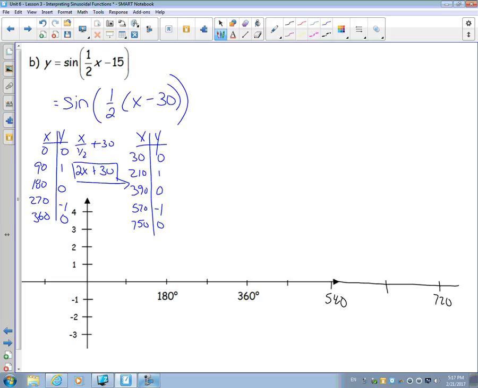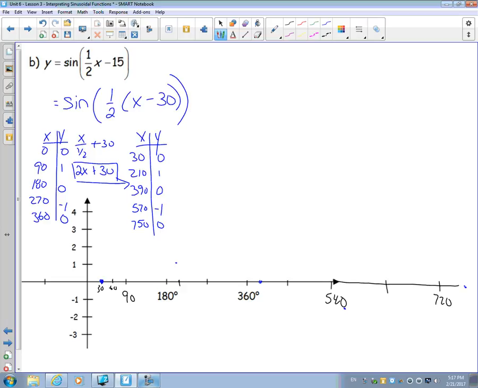So this is 90, 30. I have to break this into thirds, right? 30 and 60. So 30 and 0 would be right here. I have to go 30 past 180, so about there. I'm up to 1. 30 past 360, and back to 0. 30 past 540, I'm down to negative 1. And 30 past 720, we're back to 0.